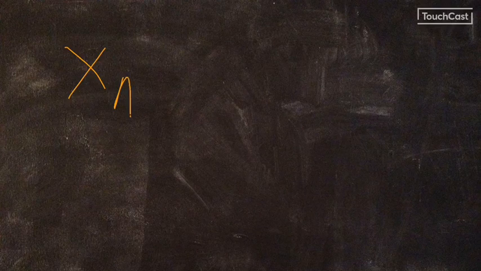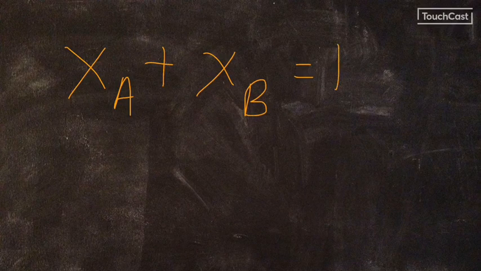Chi A plus chi B is equal to 1 or unity. That is, the sum of the mole fractions of all the components in a solution is equal to unity. The number of components can be any number, and whatever be the number, the sum of the mole fractions of all the components will be equal to 1.